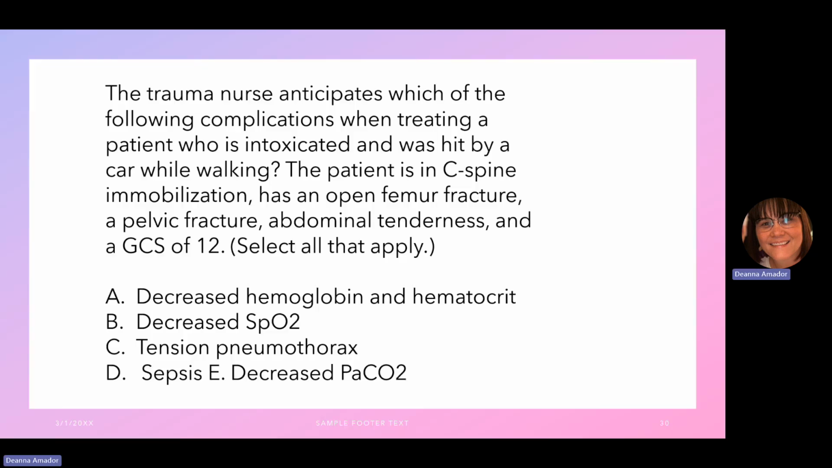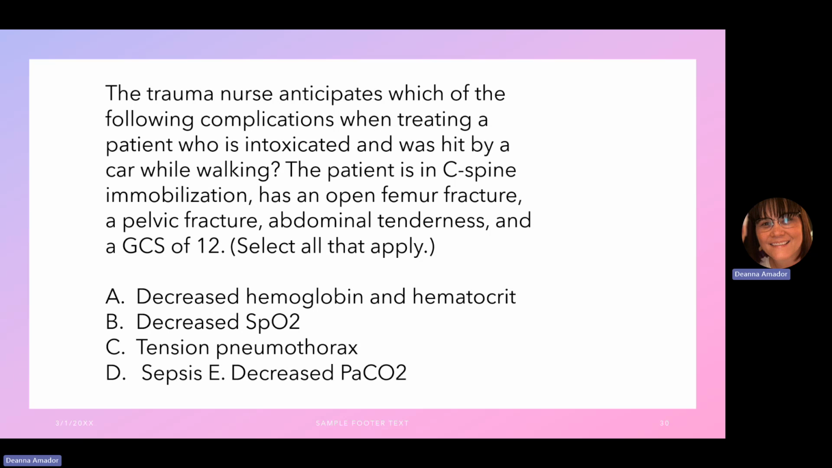Okay, another question. The trauma nurse anticipates which of the following complications when treating a patient who is intoxicated and was hit by a car while walking. The patient is in C-spine immobilization, has an open femur fracture, a pelvic fracture, abdominal tenderness, GCS of 12. Select all that apply. So A, B, C, or D.